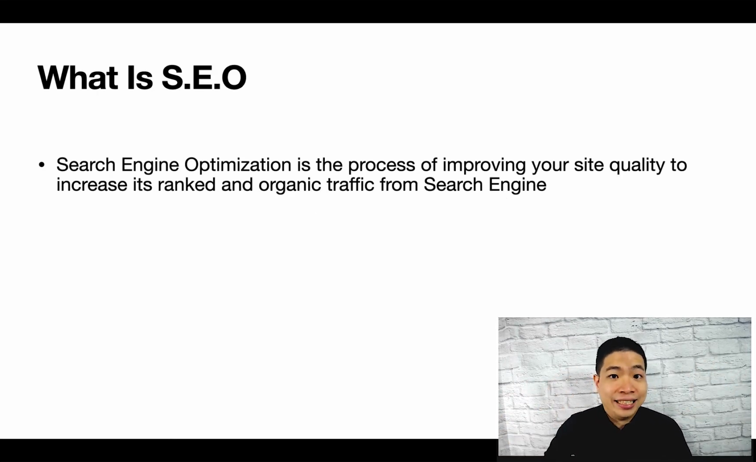So what is SEO, right? SEO is a process of improving your site quality so that you can rank better on search engines like Google, like Bing, like Yahoo, right? So if you can apply SEO to your site, you can get more traffic, you can get ranked higher, and you can get more high quality leads to your business.